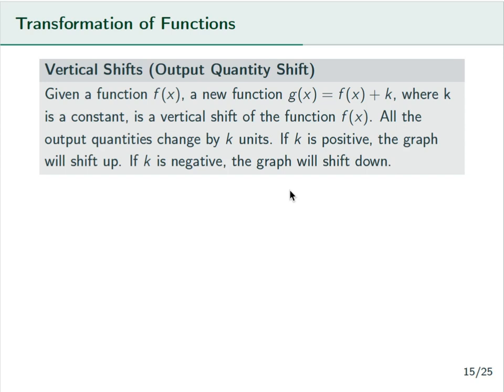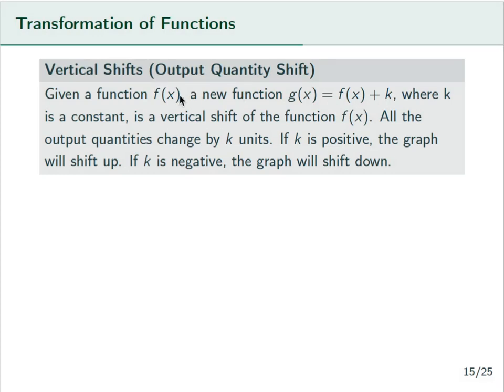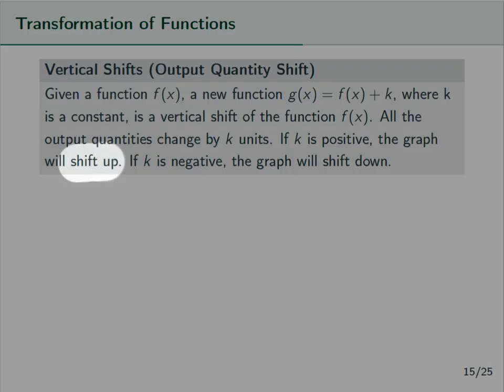So vertical shift, which is also known as output quantity shift. That means that for a given function f of x, a new function, if I add a number k to a function. So again, f of x itself is already an output. So to this output, I'm adding k. So that means whatever output I got from f of x, I'm adding a number or subtracting a number. Okay. So all the output quantity changed by k units. So if k is positive, graph will shift up because all the output quantities increase the same amount, or all the output quantity will shift down.